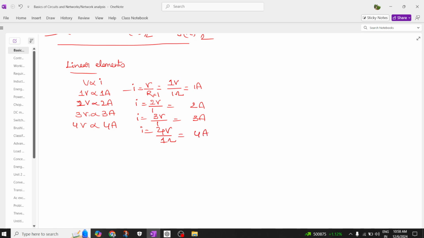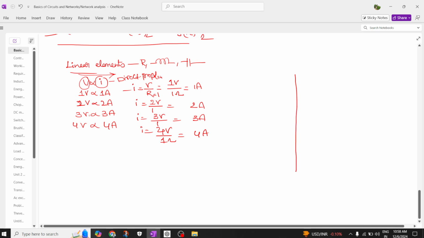Here you can see the relation between the variation of voltage and current is linear, or this is the relation we call a directly proportional relation. So if the relation between the voltage and current across elements like R, L, C is linear or directly proportional, then these kinds of elements are called linear elements. Sir, how to draw this? You can see it with a graph.